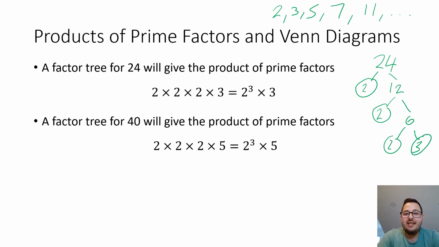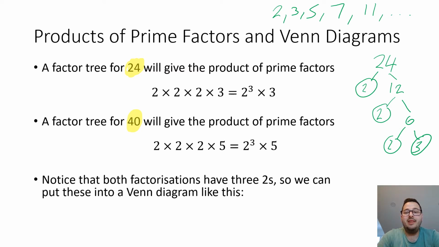Then let's take a second number, and another factor tree will give that 40. Let's just highlight the important numbers. We've got 24 and we've got 40, and this is the factor tree for 40. It will give 2 cubed times 5. And now we can put this into a Venn diagram.